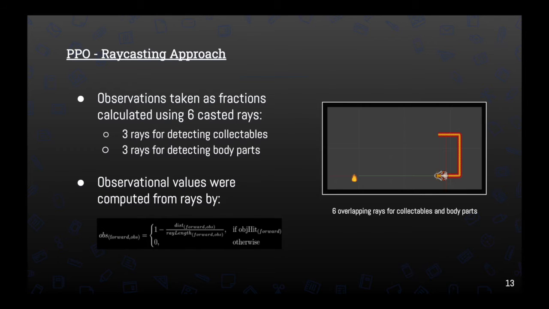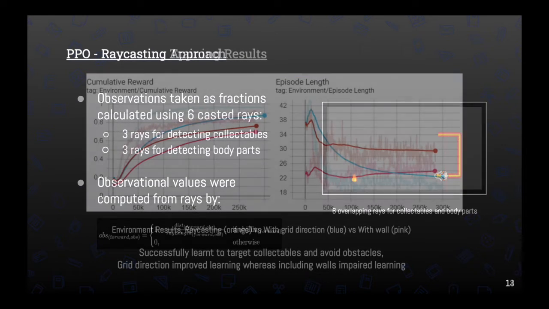When nothing is detected by a ray, its corresponding observational value is taken as 0. Meanwhile, when something is detected, observational values are taken as 1 minus the distance from the agent to the collectible over the length of the ray. We made it like this so that the observational values were within a range of 0 to 1, with values closer to 1 indicating that the obstacle was closer to the agent and that the agent was more in danger than values closer to 0.